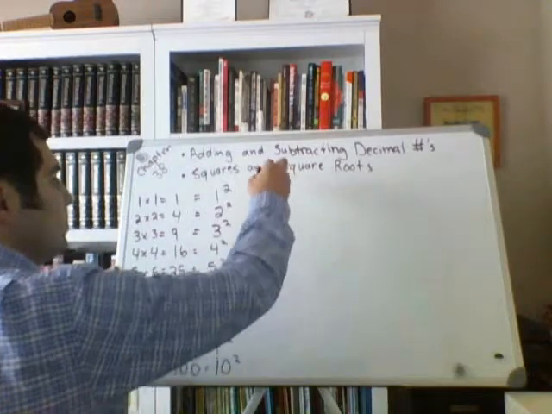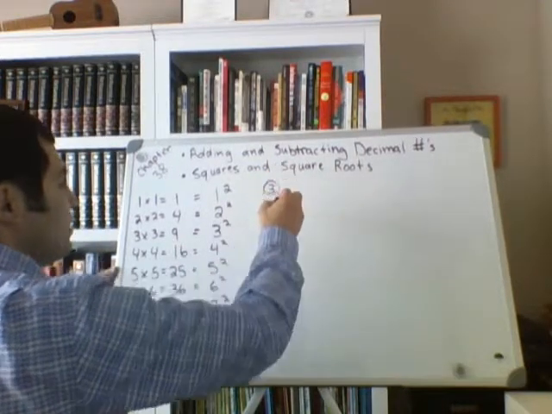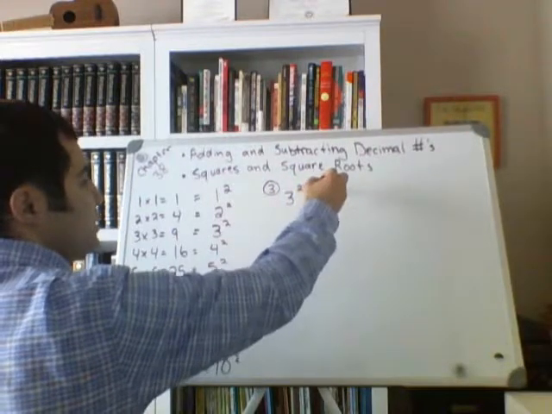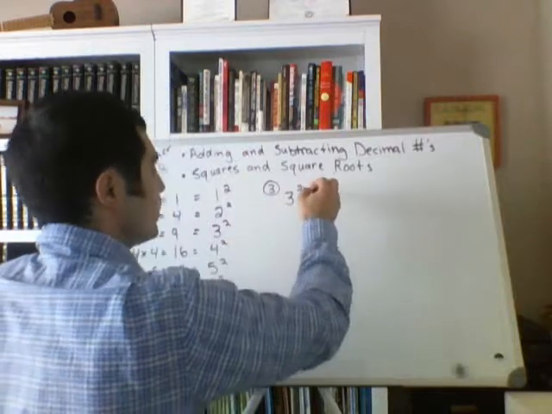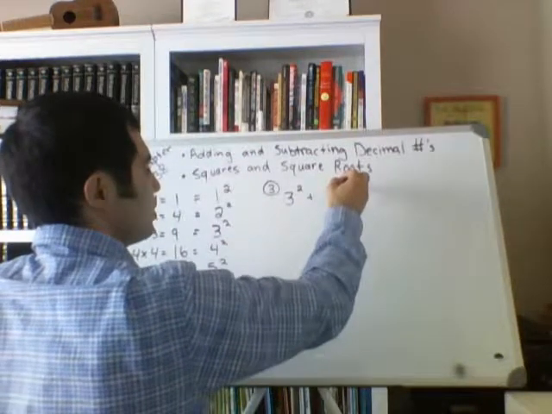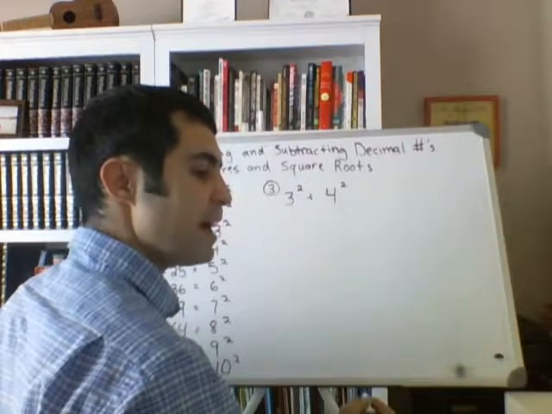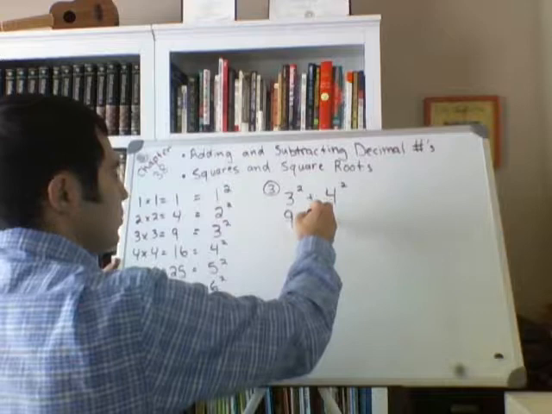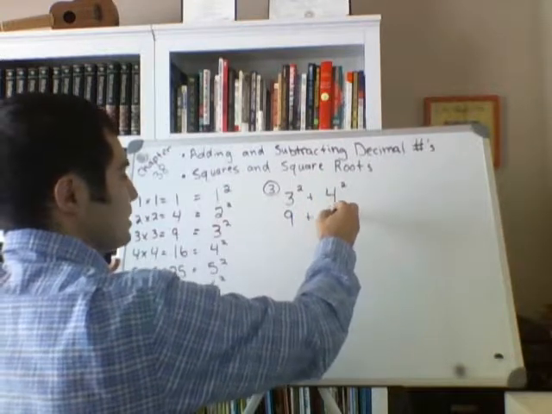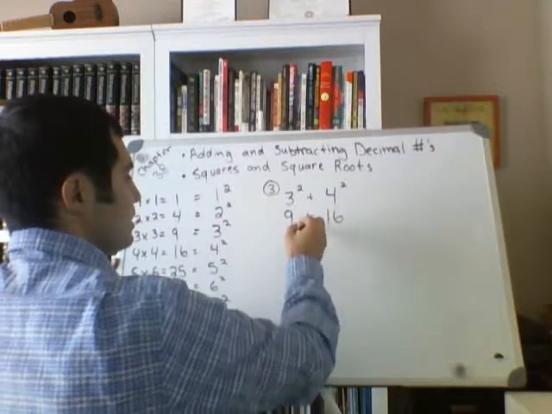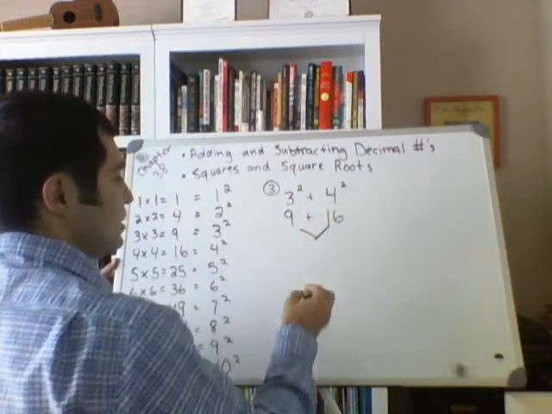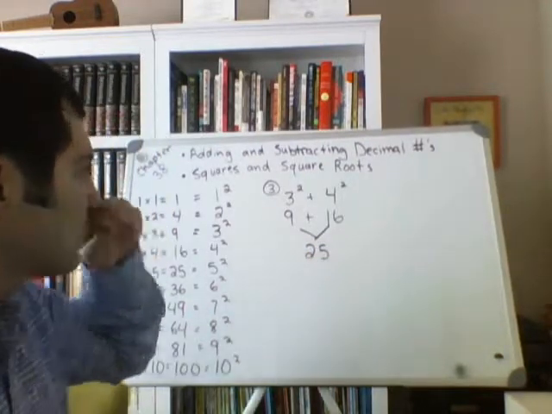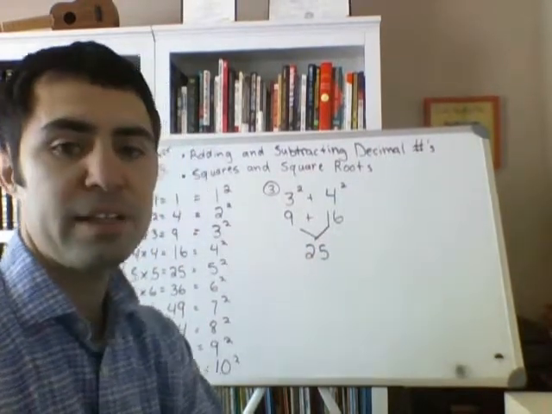So if you have a problem, let's say I think we're on example number 3. If you have a problem and it says 3 squared plus 4 squared, the answer to that is going to be 3 squared, which is 3 times 3, is going to be 9. Bring down the 4. And 4 times 4 is going to be 16. The answer to that is going to be 9 plus 16 is going to be 25. Okay? That is how a problem like that is calculated.